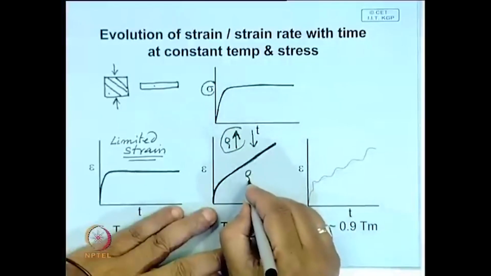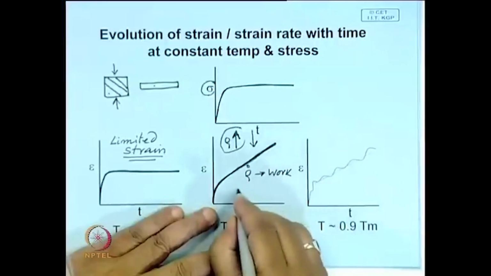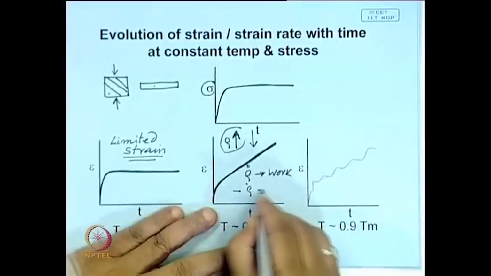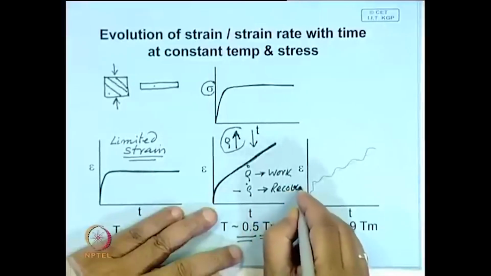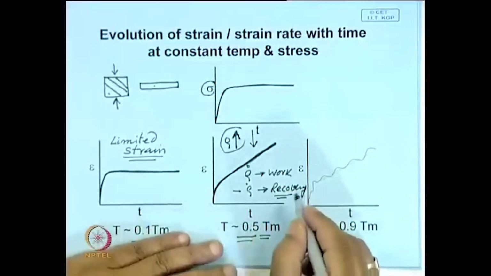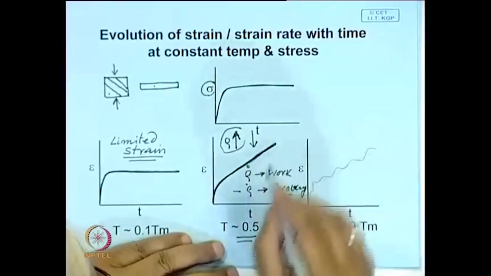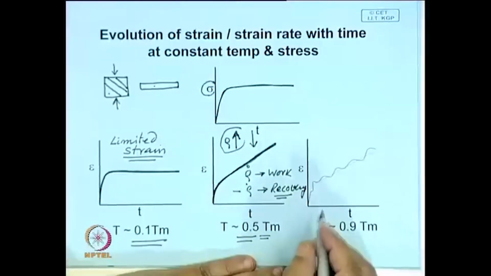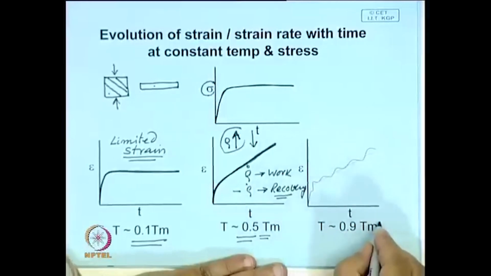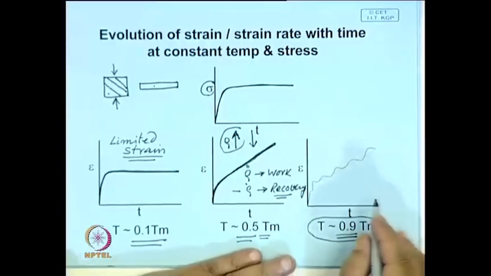So, the increase in dislocation density because of working is balanced by the loss of dislocations due to a process called recovery, or thermally activated movement of dislocations, and then you have a steady state. This type of behavior allows you to give large deformation to the material.